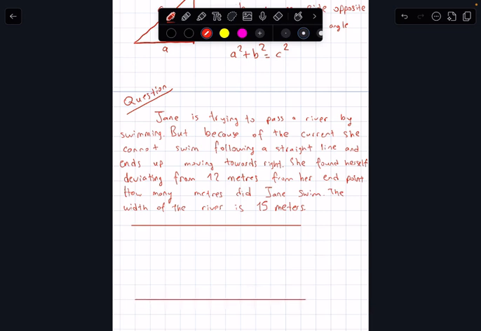Okay, so in this way the current is coming, right? From left to right, because she found herself, she was in here, right? She wanted to go this way, but she found herself, let's say here. Okay, this is her new destination point. She wanted to go this way. And she deviated how many meters? 12 meters, okay?